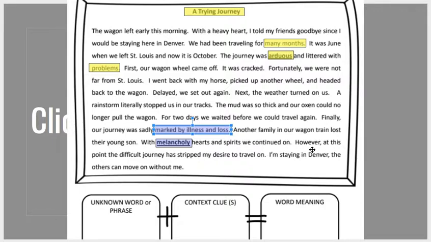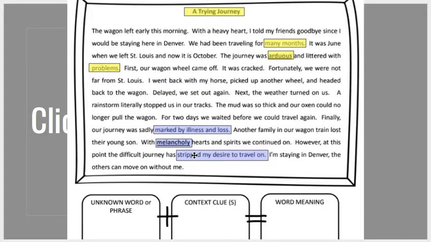However, so here's one of those key words that's saying, but at this point, the difficult journey has stripped my desire to travel on. Think about what that means. Stripped my desire to travel on. If you're stripping off your shirt after a long, hard football practice, that means you're taking it off. So if she's been stripped of her desire to travel on, that means she's been taken off her want to travel. She doesn't want to do it anymore.